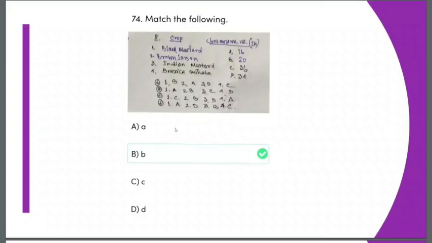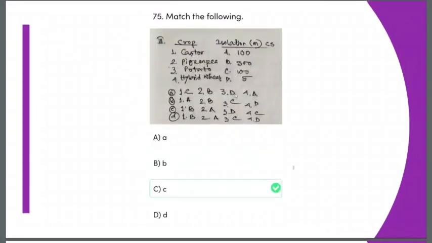Black mustard. So here B option is correct. Black mustard chromosome number is 16. It's asking about crops and their chromosome number. Brown sarson is 20, Indian mustard is 36, and Brassica is 34. So answer will be B.